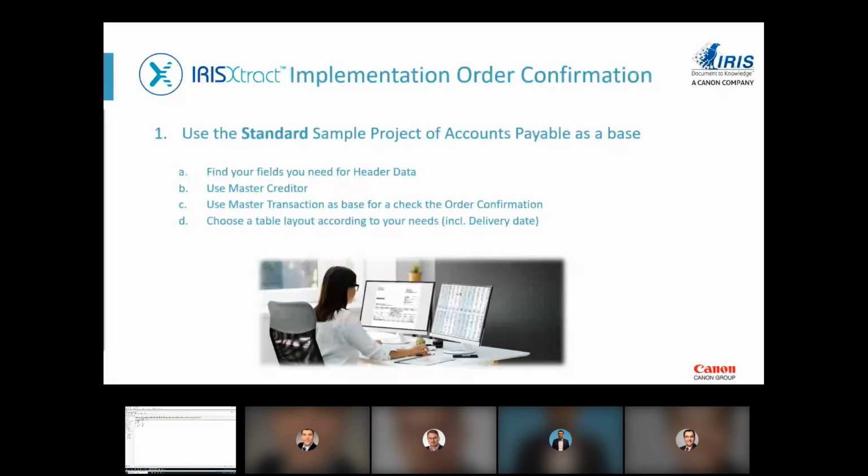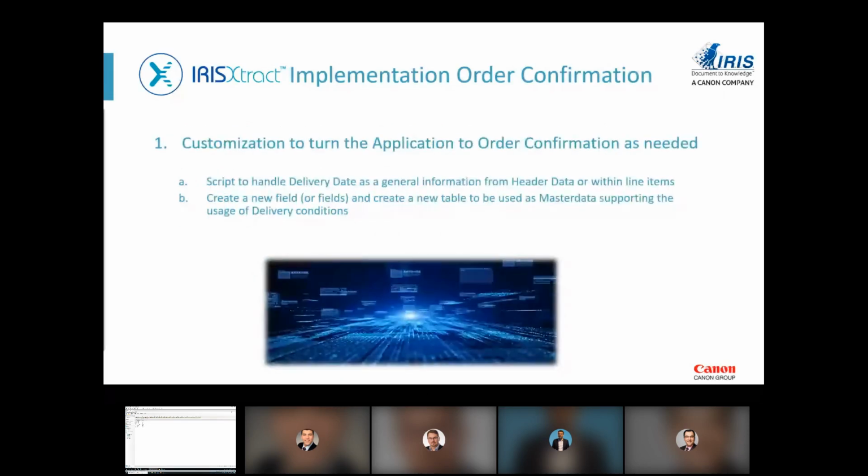The second step, and that might be the real part of the customization, to turn the application to the needed order confirmation, are these two in our example. We created in our example a script to handle the delivery date. What does this mean? Why are we handling a script, as there might already be information in the table about the delivery date?